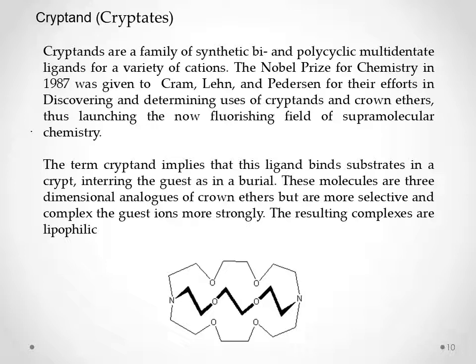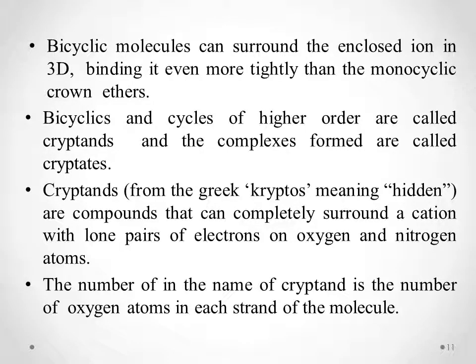The term cryptanes implies that the ligand binds substrate in a crypt, entering the guest as in a burial vault. These molecules are three-dimensional analogs of crown ethers but are more selective and complex the guest ions more strongly. The resulting complexes are lipophilic. Bicyclic complexes can surround the enclosed ion in 3D, binding it even more tightly than the monocyclic crown ether. Bicycles and cycles of higher order are called the cryptanes and the complexes formed are called the cryptates.